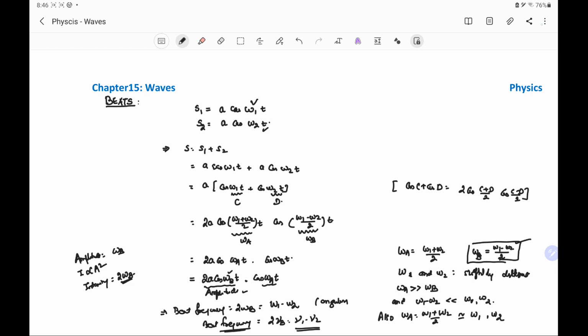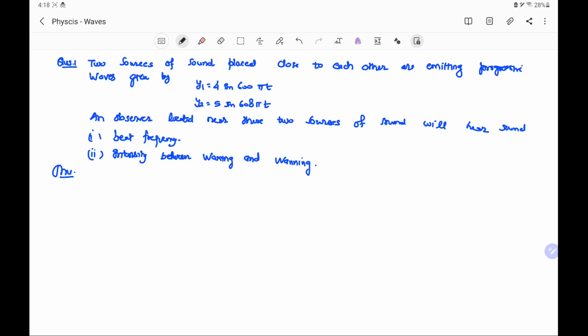First question is, two sources of sound placed close to each other are emitting progressive waves given by y1 and y2. An observer located near these two sources of sound will hear the sound of number 1, beat frequency, and number 2, the intensity between the waxing and waning. First part is we have to find the beat frequency, and we have already discussed that beat frequency between the two sound sources will be nu 1 minus nu 2.